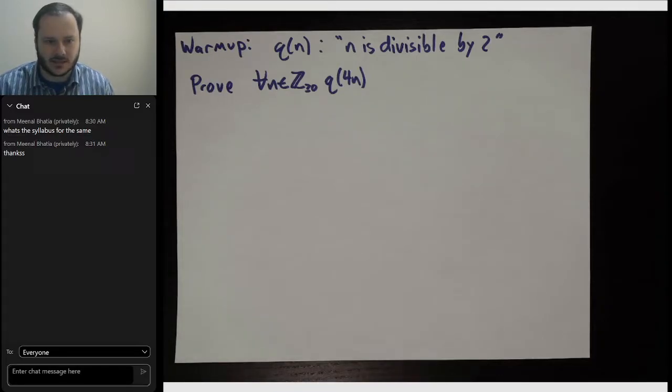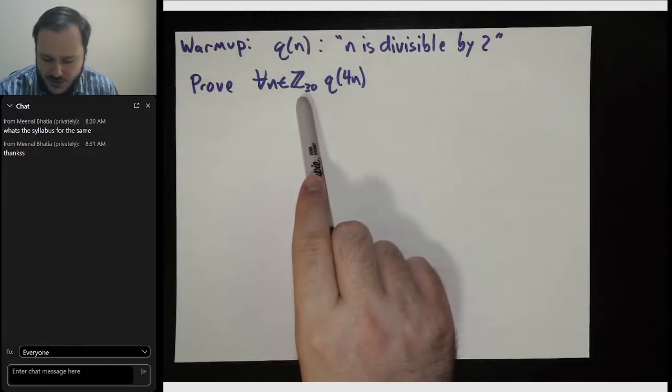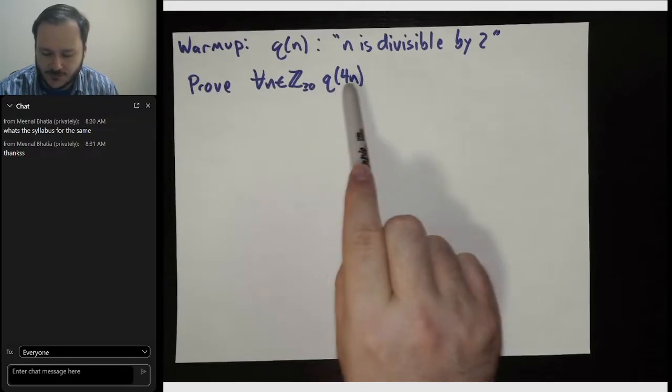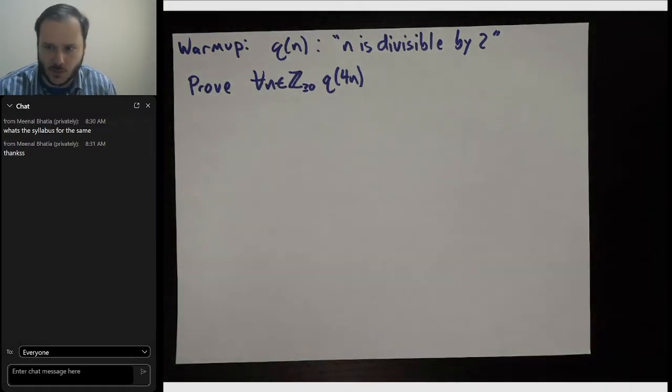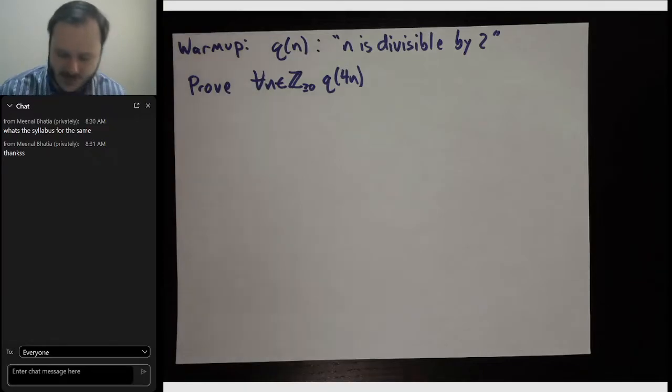Okay, let's start with this warm-up question. So we have an open statement: n is divisible by 2. Not a proposition, because it's not true or false until we know what the value of n is. And we're trying to claim that for all non-negative integers, Q of 4 times that integer is divisible by 2. So let's take a look at that.